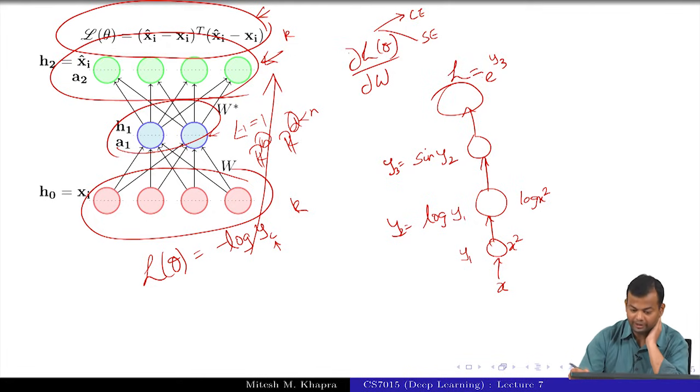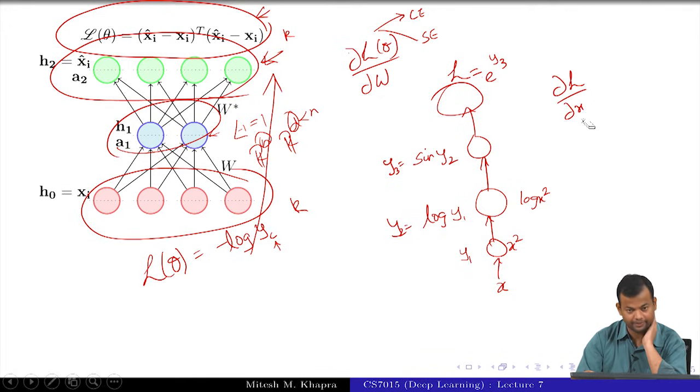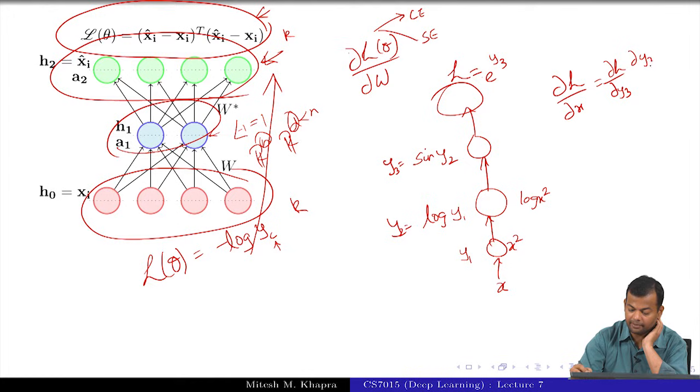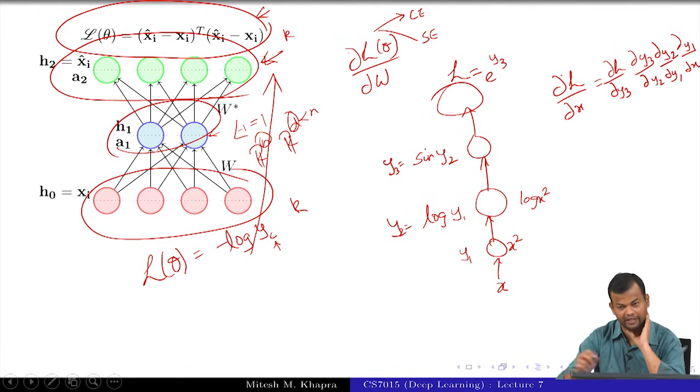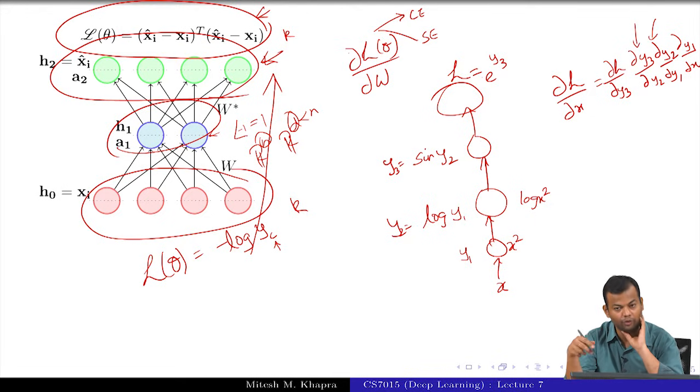Now if you want to take the gradient of L with respect to your input x, what you would do is apply the chain rule. You will write it as dou L by dou y3, dou y3 by dou y2, dou y2 by dou y1, and then dou y1 by dou x. This is very similar to what we had done in the backpropagation lecture. We had constructed this chain, attacked every element of it, and derived a neat expression for each.